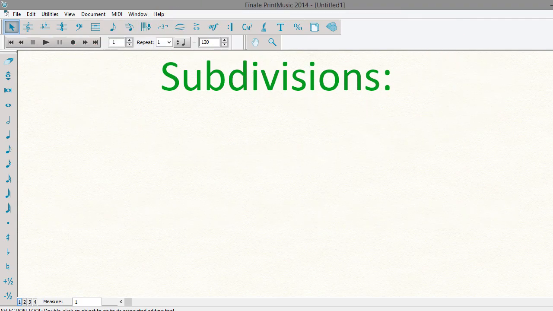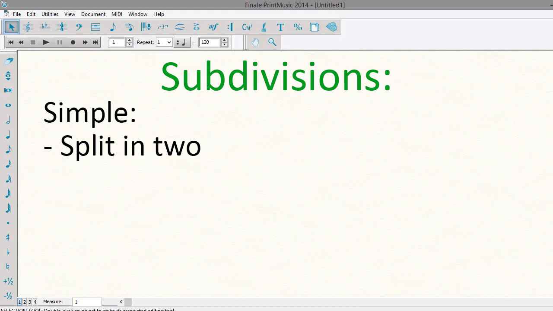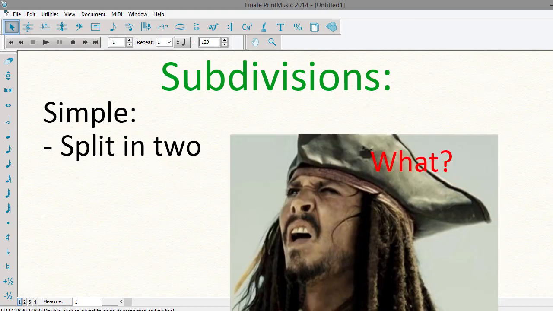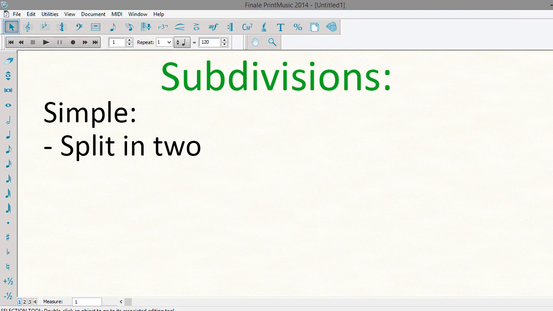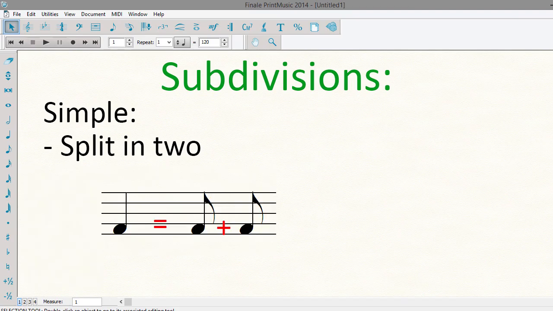In order to understand compound time signatures, we actually have to talk more about simple time signatures. All the subdivisions of a simple time signature are split in 2. Now you might be thinking something along the lines of, what? But it really just means that if, for example, your beat unit is a quarter, you split it in 2 and you get 2/8. Boom, division by 2.